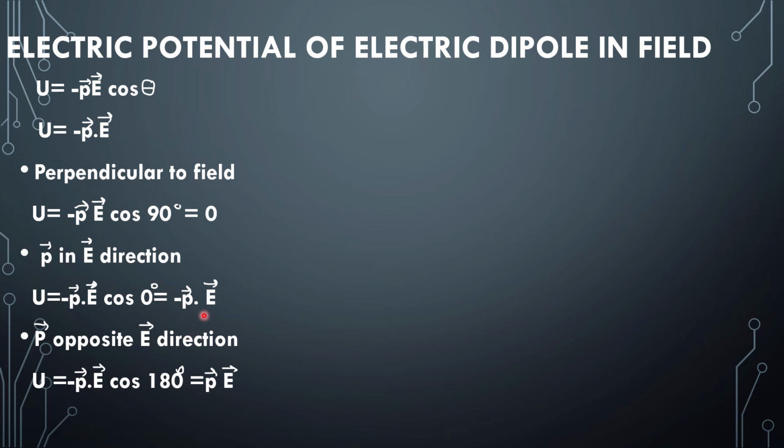And when it is in the opposing direction to the electric field, then it is cos 180 degrees, that is P dot E. The dot is missing, let me just add it for you. Yes, this is the final one.